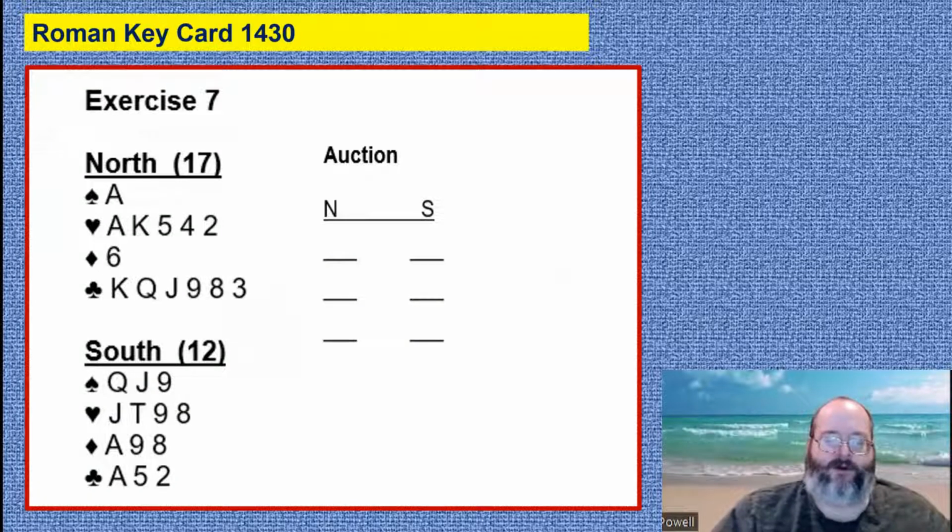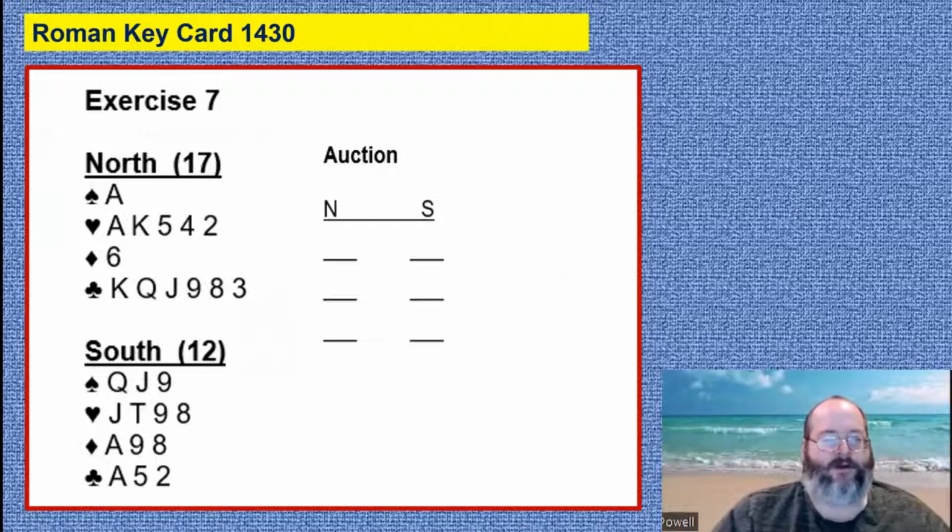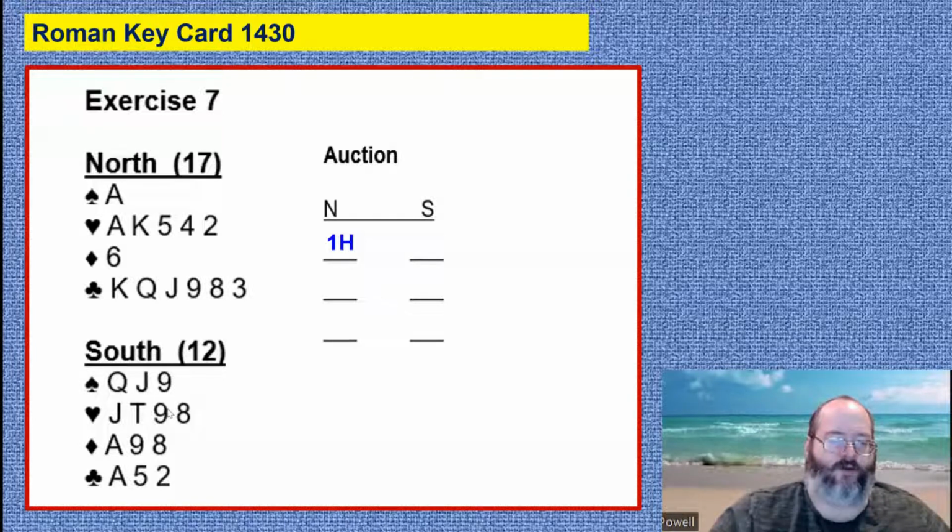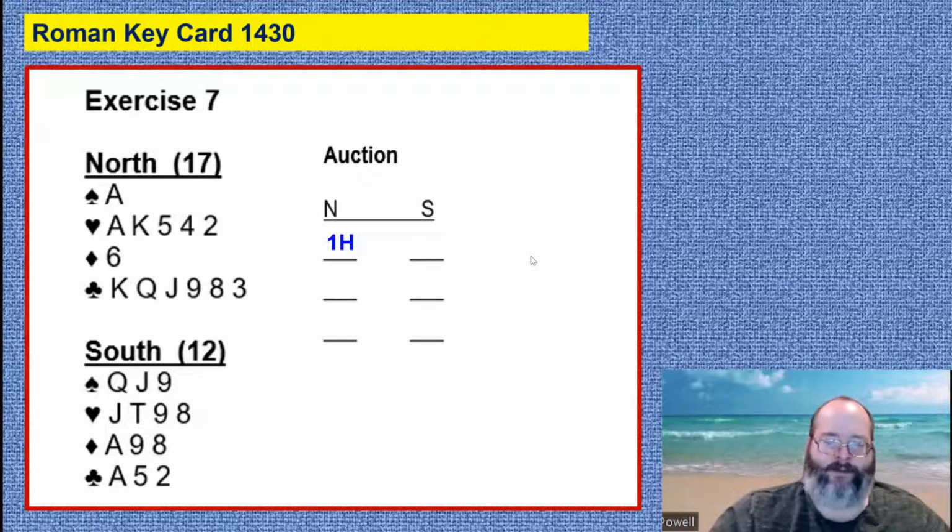Okay, one last example here. This is exercise 7 in your packet. So, North, you have 17 points, good hand, right? Open one heart. South, 4-card heart support, minimum 12 points, right? So you are going to bid 2 no trump, right?